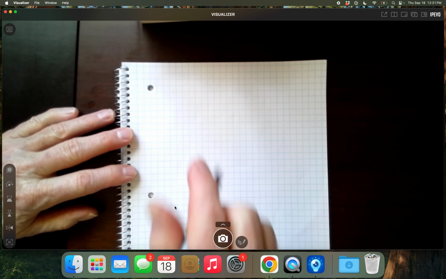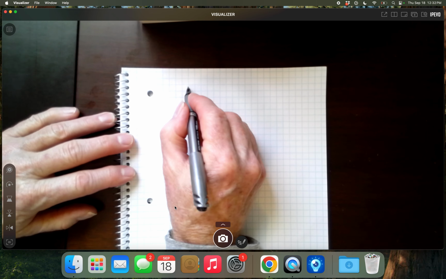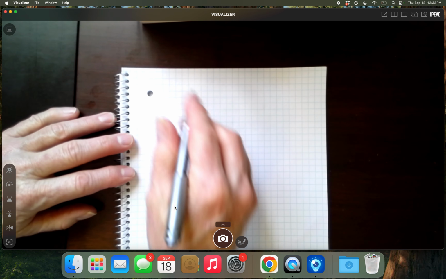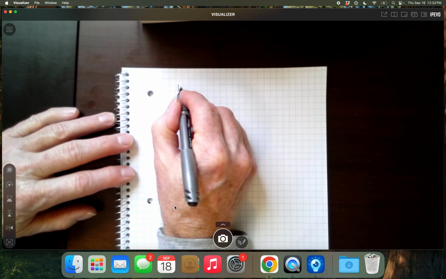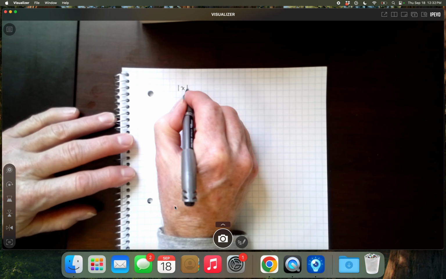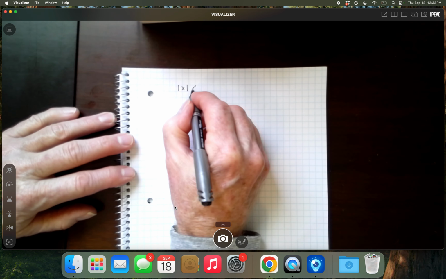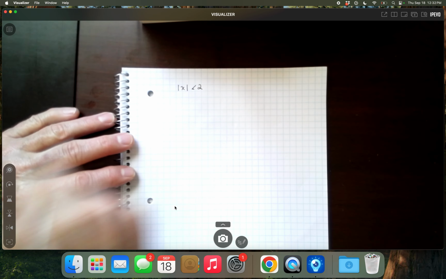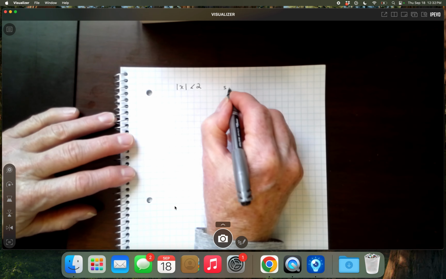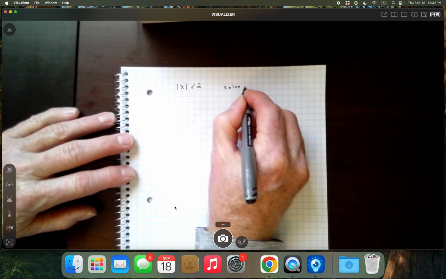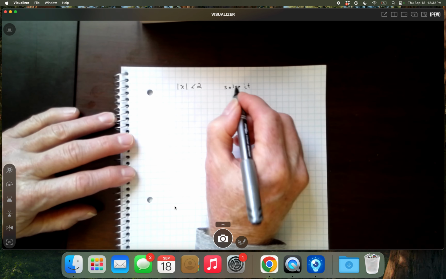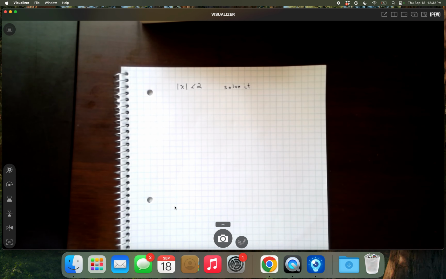Now, one more issue with inequalities is suppose your inequality contains an absolute value symbol. Absolute value of x, say it's less than 2. Solve it. And you say, well, isn't it already solved? It's telling you the absolute value. No, I want to know what x is. If the absolute value of x is less than 2, what is x?